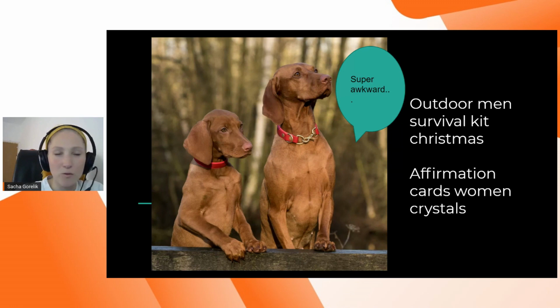So put that in the alt text of your EBC. As you can see, these dogs are saying super awkward. Again, another example, affirmation cards, women crystals. That kind of keyword, that long tail keyword, is just not going to make sense. It's not going to look good. Don't stuff it into your bullets. It's possible you can put these long keywords into your title, but if there's no space, then definitely put them into the alt text of your enhanced brand content.